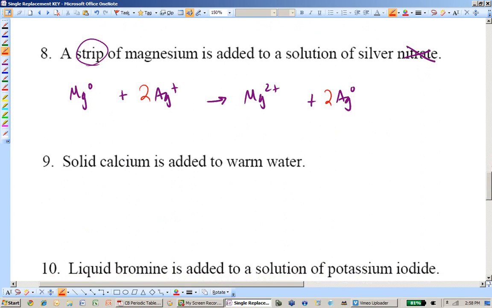Again, you can do it with the half reaction method. Just going to take you a little longer. I'll beat you in a race. Solid, well, that's pretty straightforward. Calcium, so Ca, no charge. Again, you don't have to put the zeros. I just like doing it. It makes me happy. H2O.